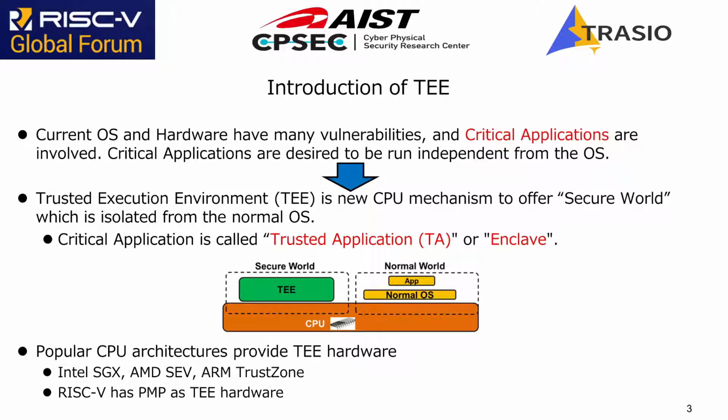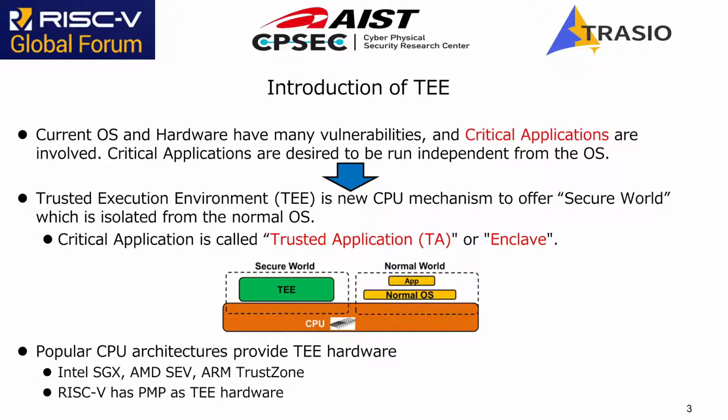The basic concept of TEE is that the CPU architecture has a way to run a critical application, sometimes called a trusted application or enclave, and a way to run the TA in a separate place from the regular operating system, such as Linux, Windows, an embedded OS, or anything.